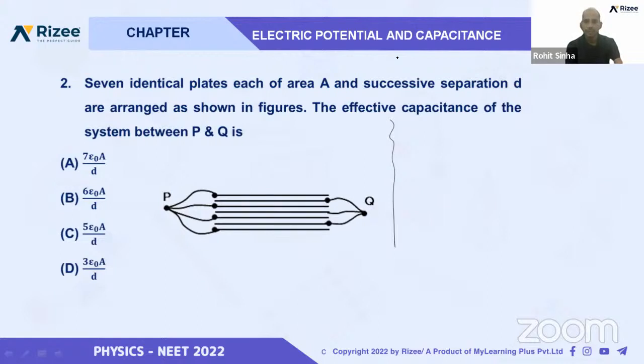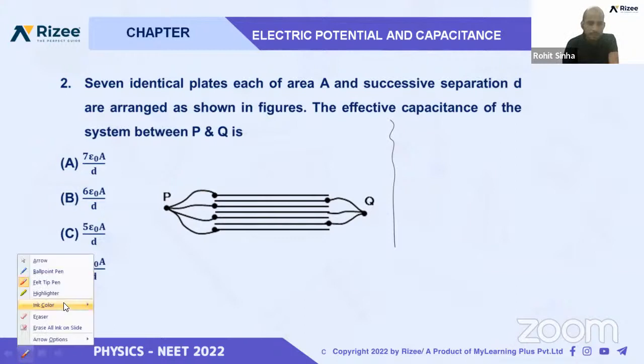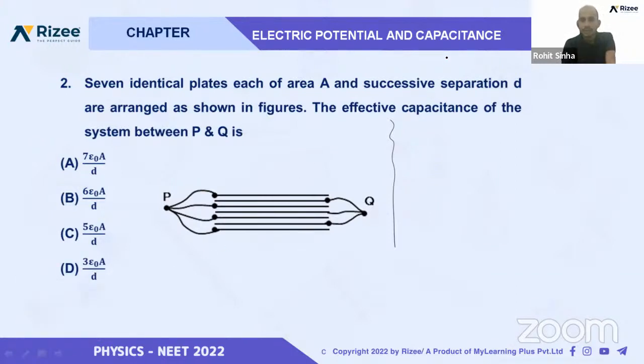Any answer? Any answer came? You have to just count the number of capacitors. The answer is B. Okay, let me see. So here, one answer came, B.